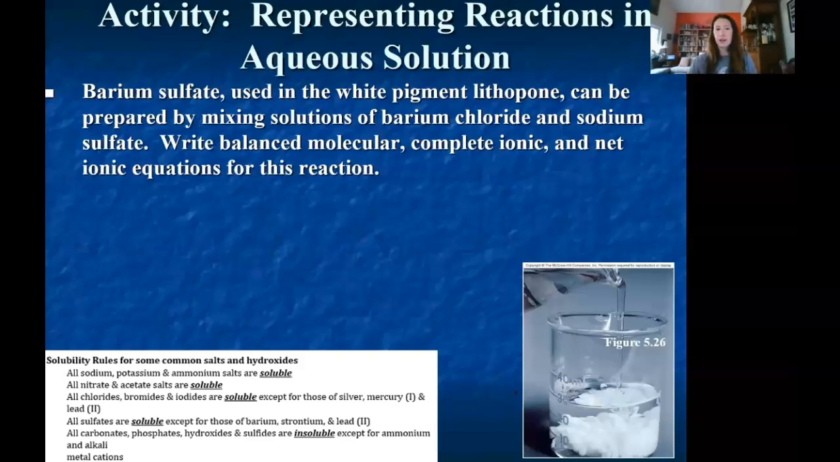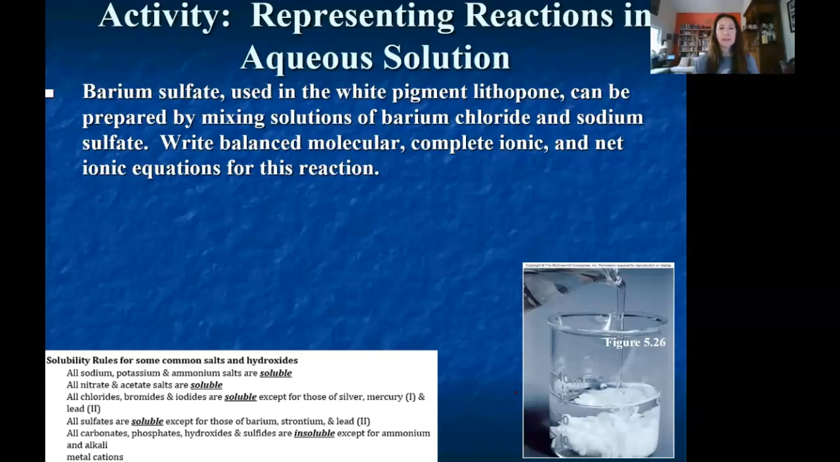Okay, so here's a question just like this on your exam or your quiz, one of the two. Barium sulfate used in the white pigment lithopone can be prepared by mixing solutions of barium chloride and sodium sulfate. Write a balanced molecular, complete ionic, and net ionic equation for this reaction. Oh, I'm gonna have to write very small.